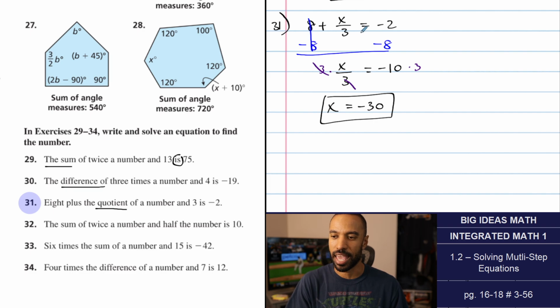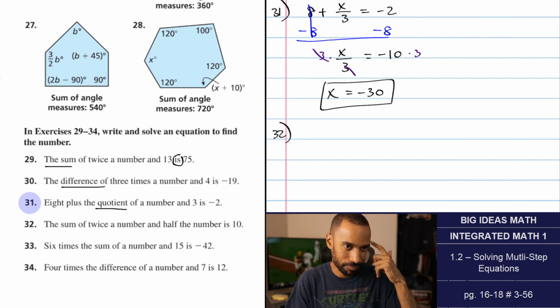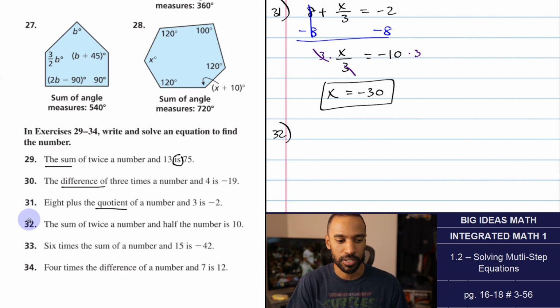Yes, 8 plus negative 30 thirds, 8 plus negative 10. 8 minus 10 is indeed negative 2. I'm saying I won't double check, but, you know, the mind does what it does, right?